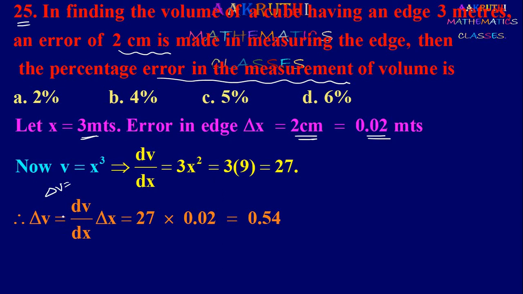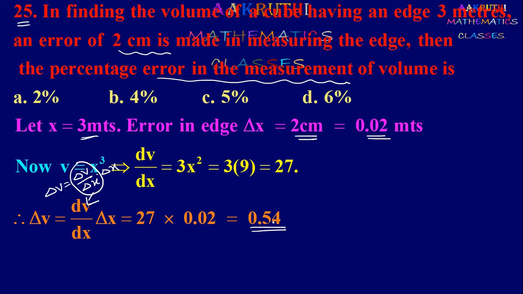Next we have to find the delta V value. Delta V can be written as delta V by delta x into delta x. In approximation we write delta V by delta x as dV by dx. Therefore delta V equals dV by dx into delta x. Here dV by dx is 27 and delta x is 0.02, so 27 into 0.02 equals 0.54. Therefore delta V, the error in the measurement of volume, is 0.54. But the question is to find the percentage error.